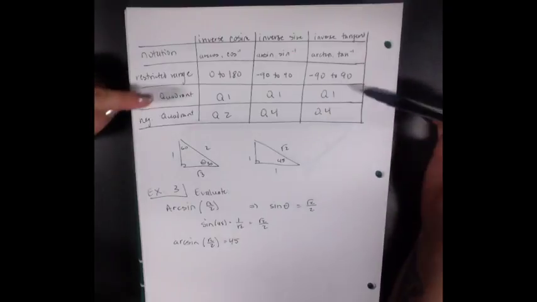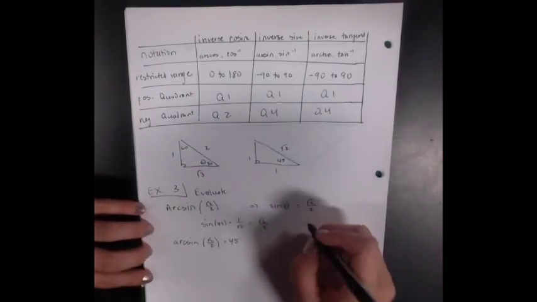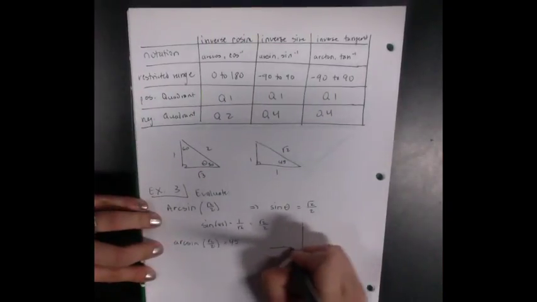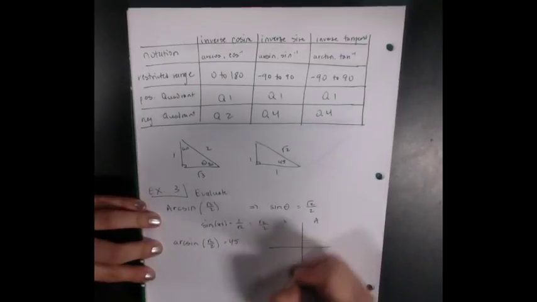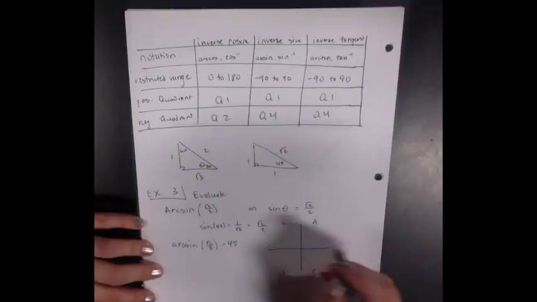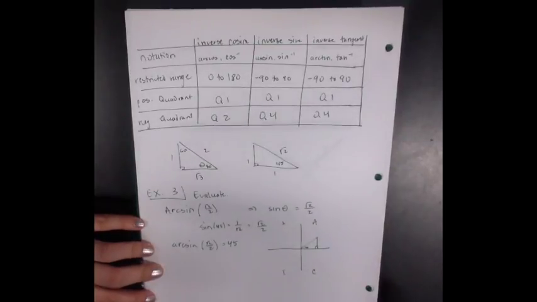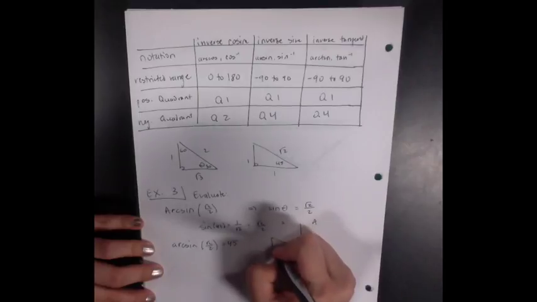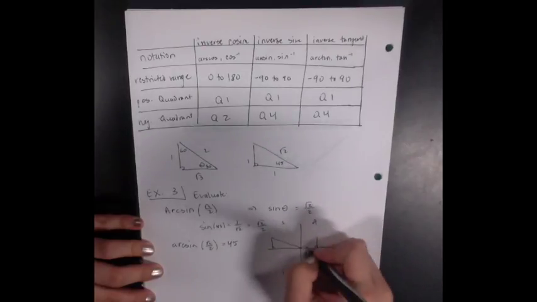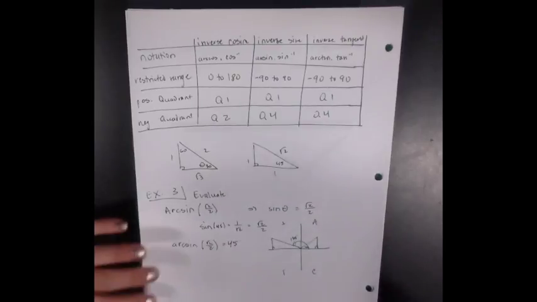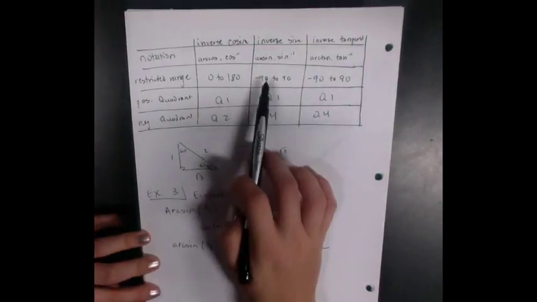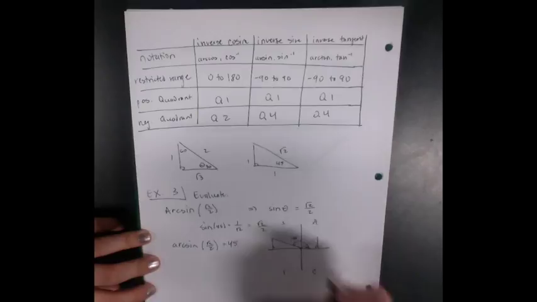Now, here's where the restricted ranges come into motion. We know, all students take calculus, that sine is positive in both of these quadrants. So we have this angle here, 45, and we want to get this angle here, which all the way over is 135. However, inverse sine is from negative 90 to 90. That does not include this half.